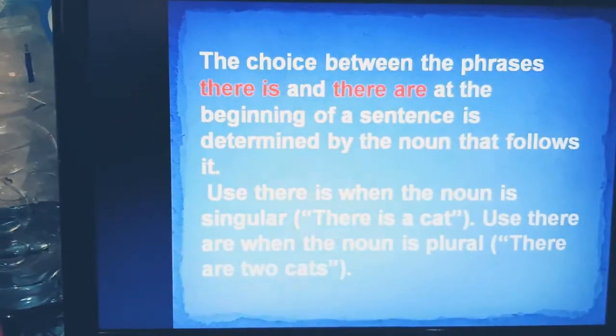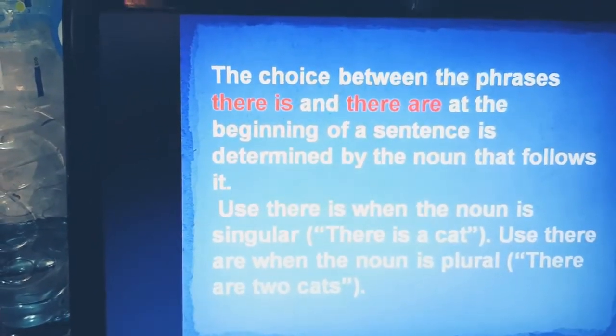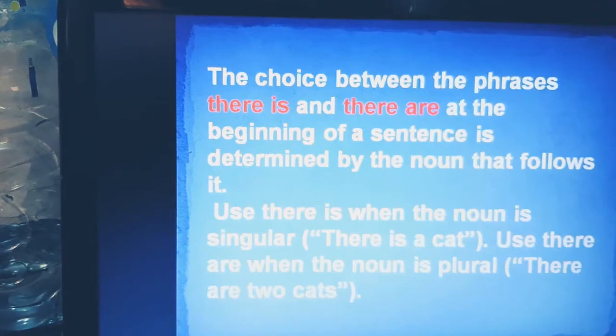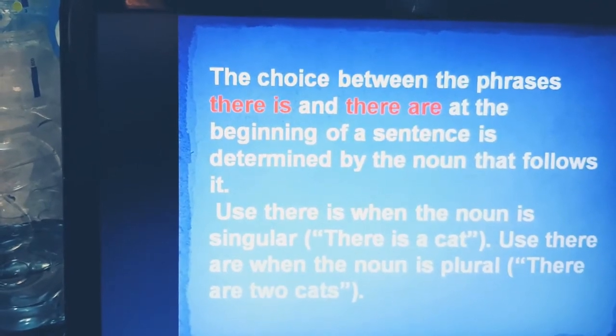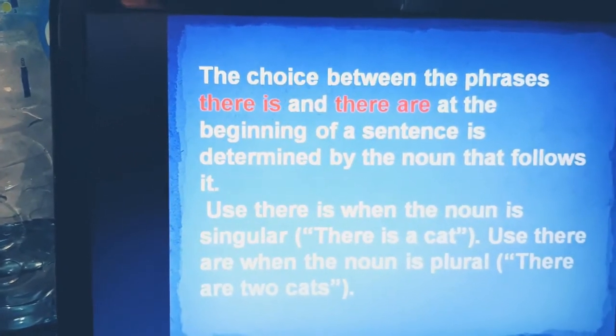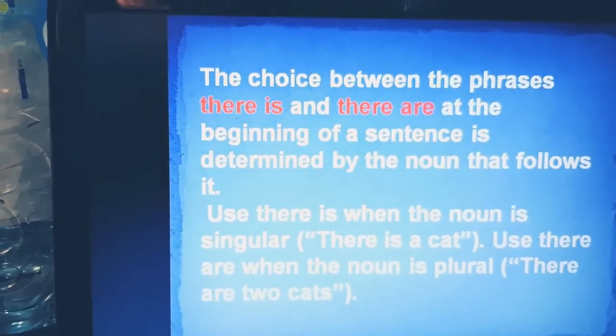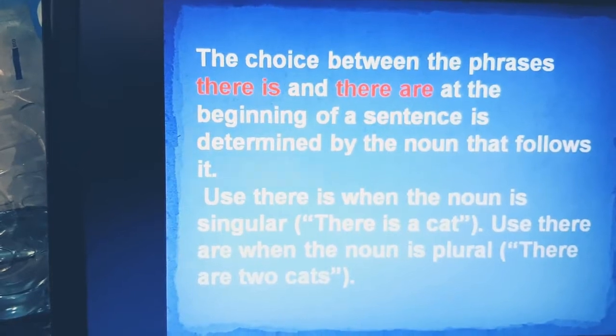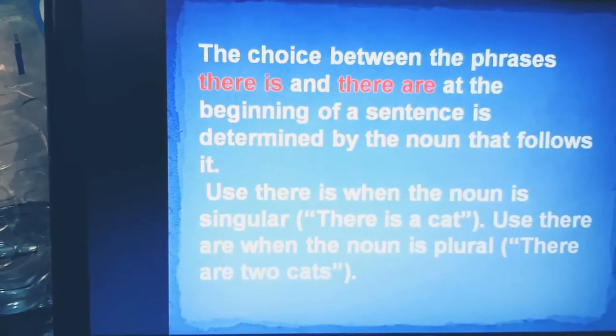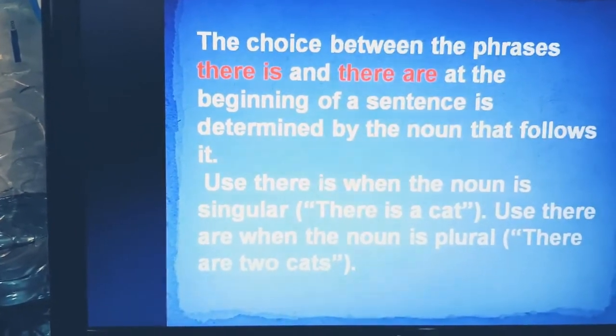Well, what is the definition? The choice between the phrases there is and there are at the beginning of a sentence is determined by the noun that follows it. Example: use there is when the noun is singular. For example, there is a cat, just one. Use there are when the noun is plural. There are two cats, okay?